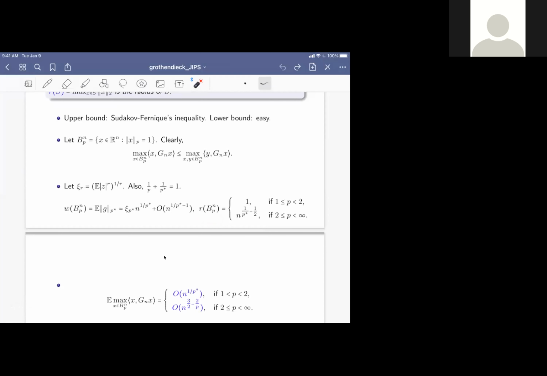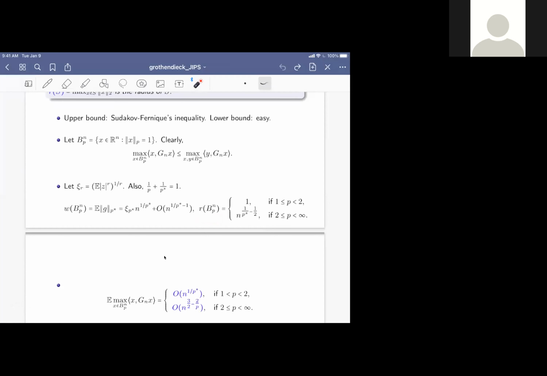When p is less than 2, the maximum L2 radius is achieved by the coordinate vectors. On the other hand, when p is bigger than or equal to 2, the maximum L2 radius is achieved by the vectors which are proportional to 1, so the vectors with constant entries.